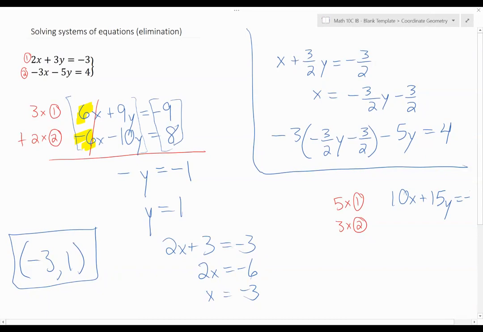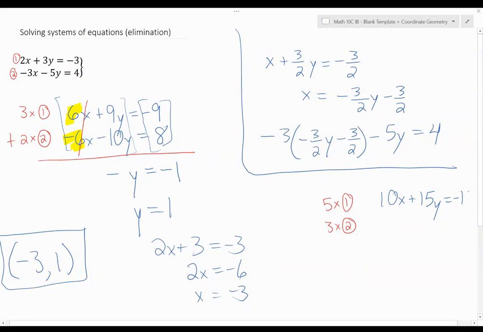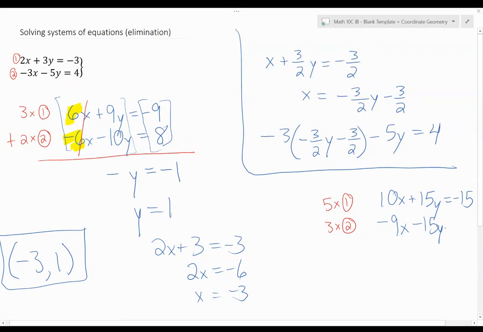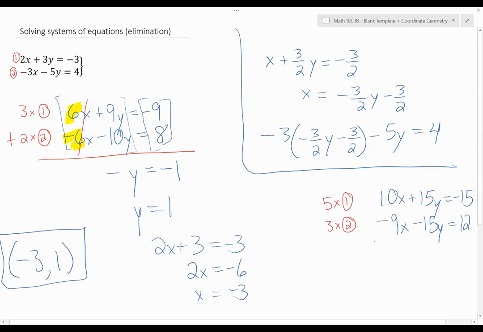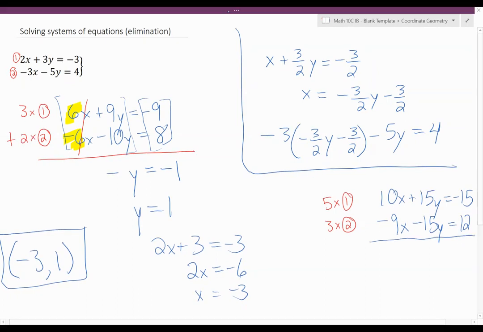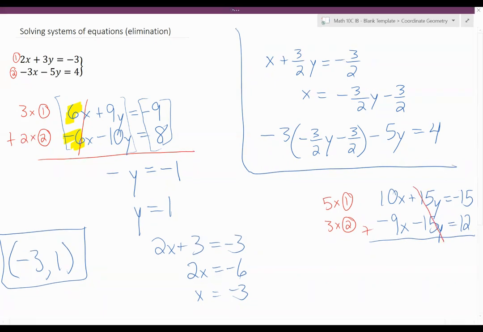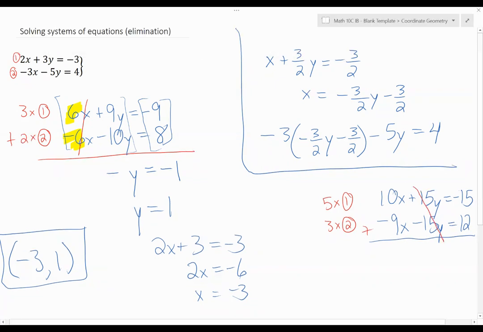What I would have gotten had I done that multiplication would have been 10x plus 15y equals negative 15. And in the second equation, multiplying by 3 would give me negative 9x minus 15y equals 12. And what I would then get when I add these two together, well, now the y values are going to cancel because 15y and negative 15y cancel out. 10x minus 9x is just x, and negative 15 plus 12 is negative 3.